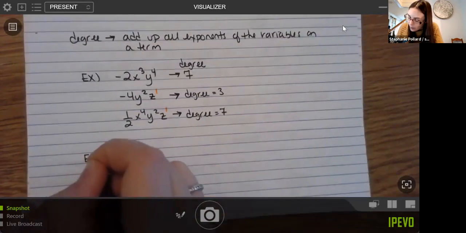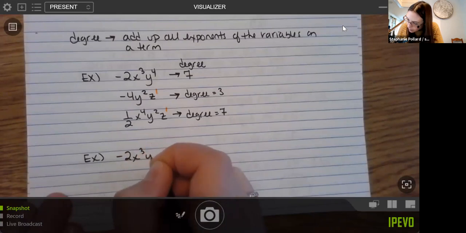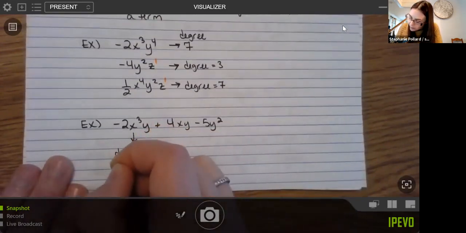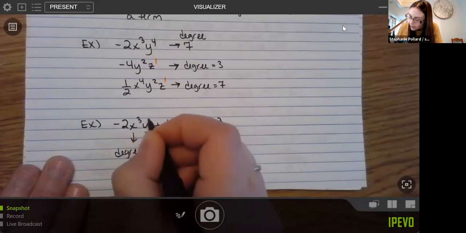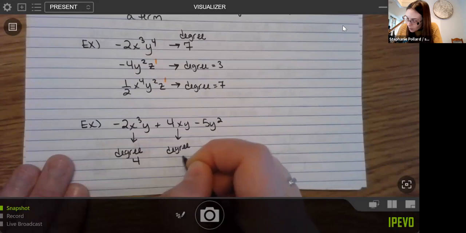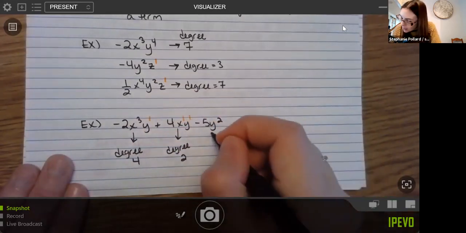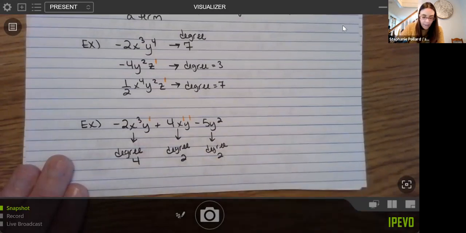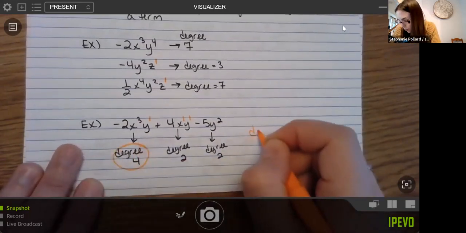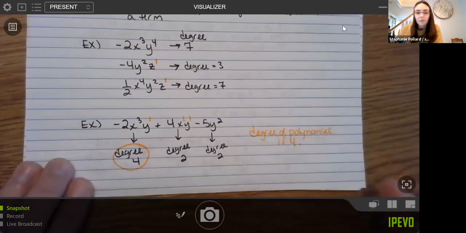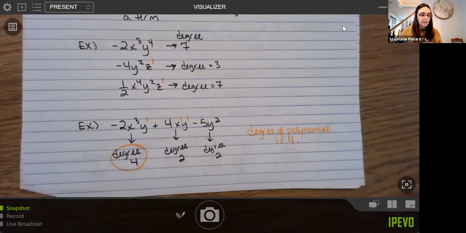And then if you want a more complicated example, I'll do one of the ones I posted above. We still follow the same rule as before. You find the degree of each piece. So the degree here is 4, right? 3 plus 1. The degree here would be 2, 1 plus 1. And the degree here is also 2. So we just take the biggest one again. So the degree of the polynomial is 4. Very similar process. It's just that when you have more variables within the term, you want to add up those exponents first, and then you still take the overall highest degree.